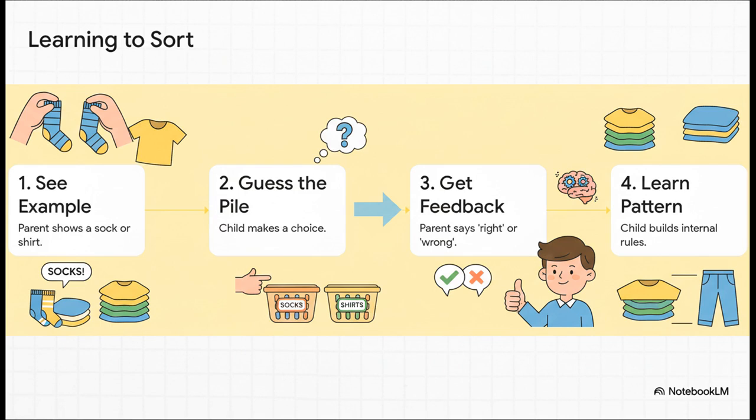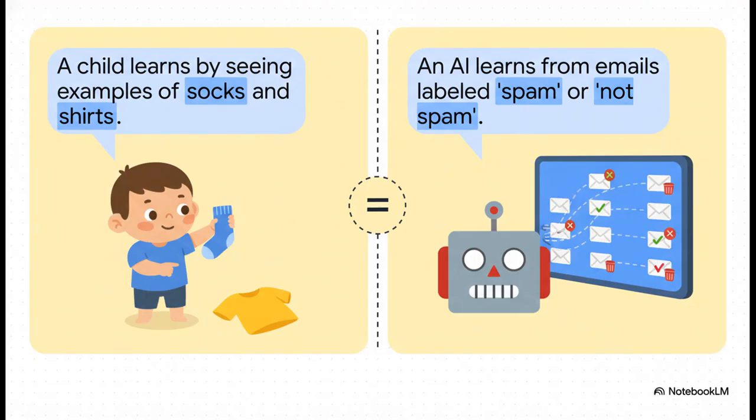You hold up a sock and go, hey, this one goes in the sock pile. Then you grab a shirt, and this goes in the shirt pile. They see it, they take a guess, you give them a little feedback. Yep, you got it, or, ooh, close, try that one again. And after a while, they just start to get it. They see the pattern all on their own. And believe it or not, that is almost exactly how an AI learns. It's the very same idea.